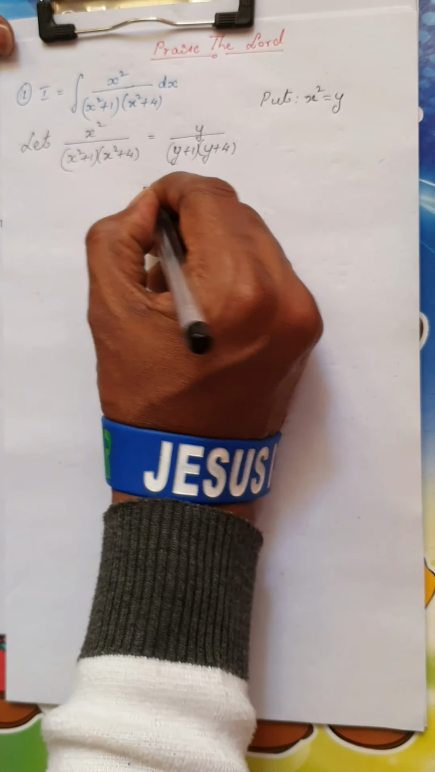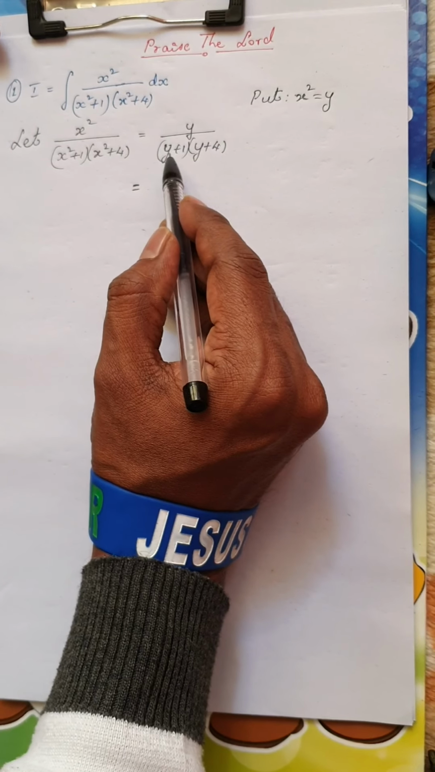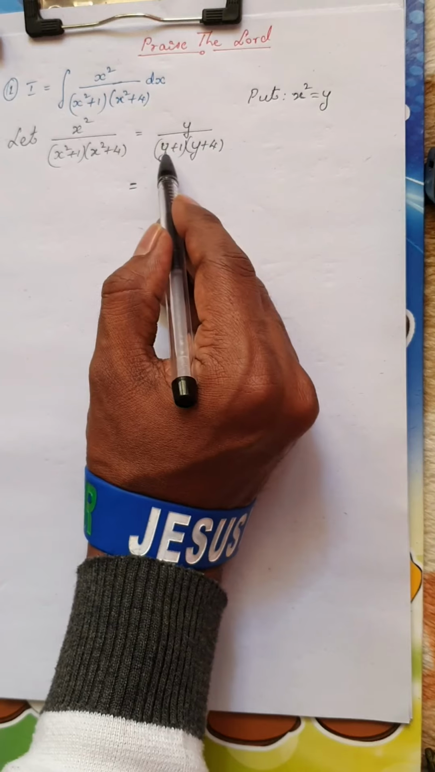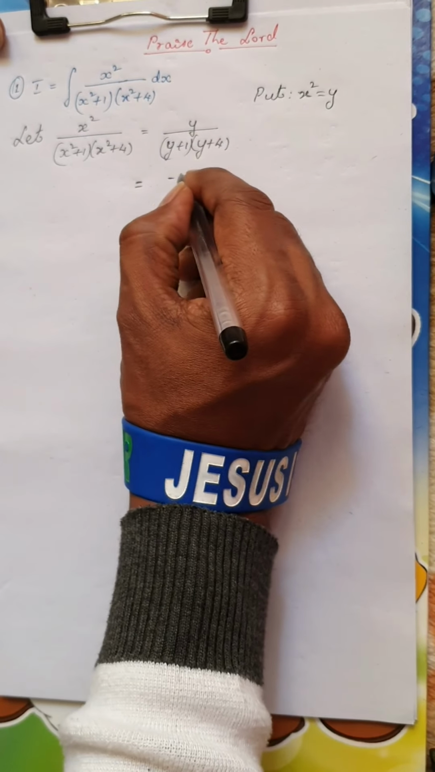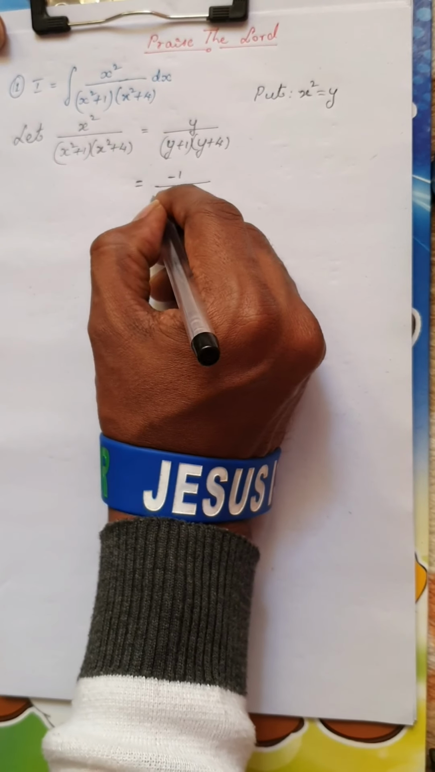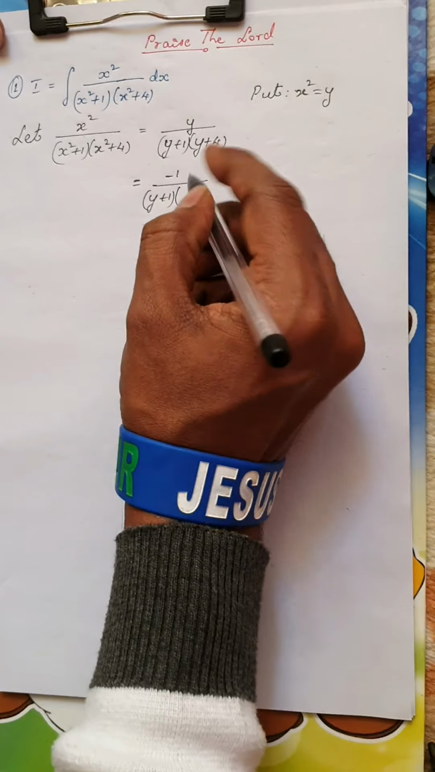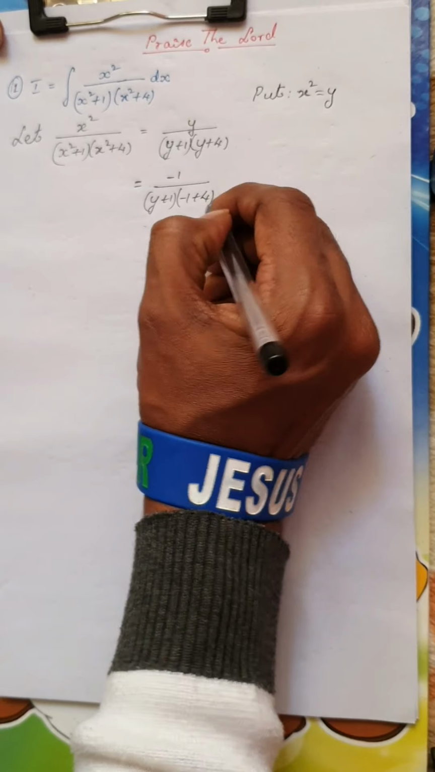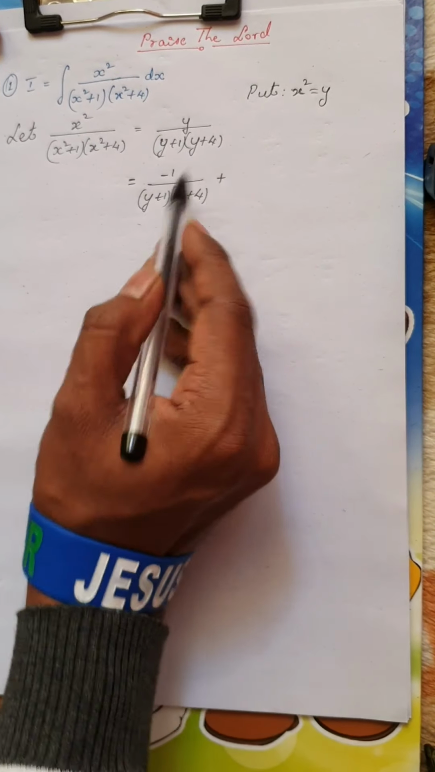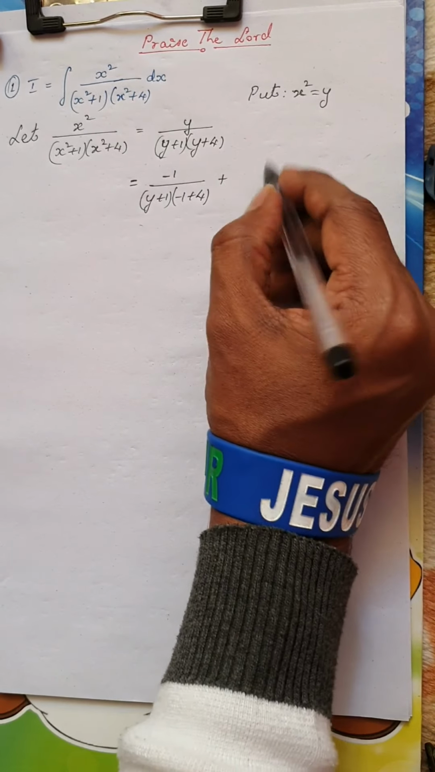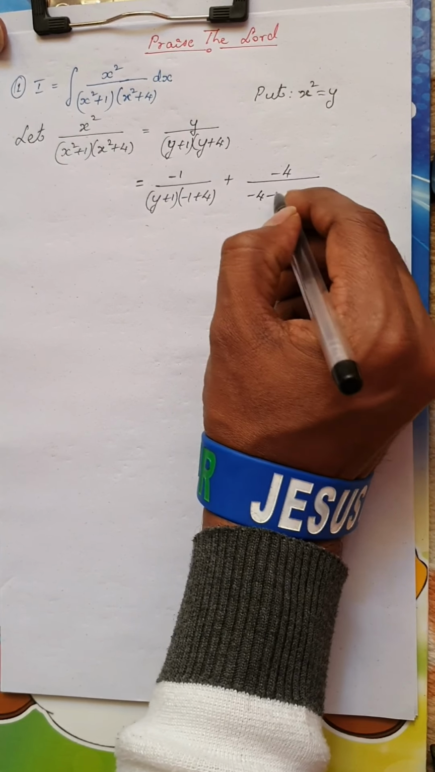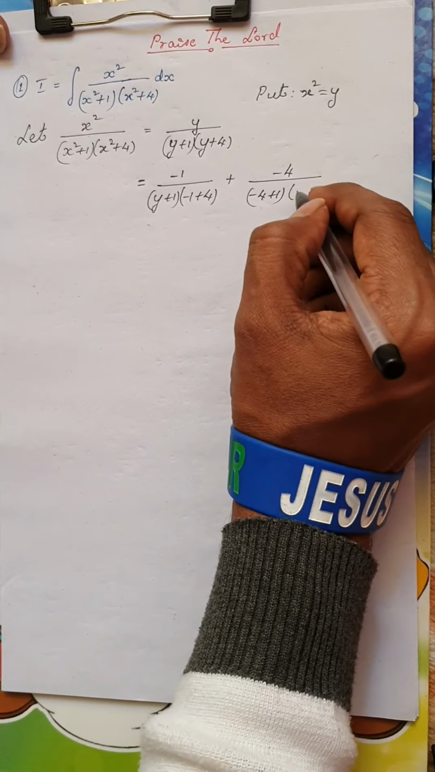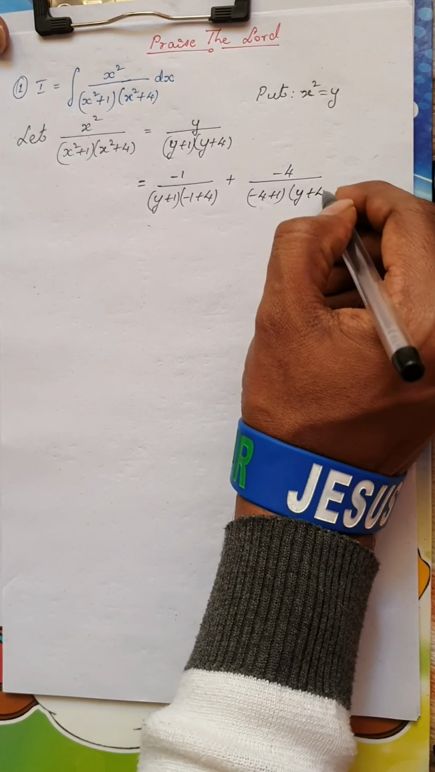Now, as I have already done in the previous two sessions, for the first factor I will put y is equal to minus 1 and see what happens. I will get minus 1 divided by, this is y plus 1 into minus 1 plus 4. Next, for the next factor I will put y is equal to minus 4. So, this becomes minus 4 divided by minus 4 plus 1 into y plus 4.